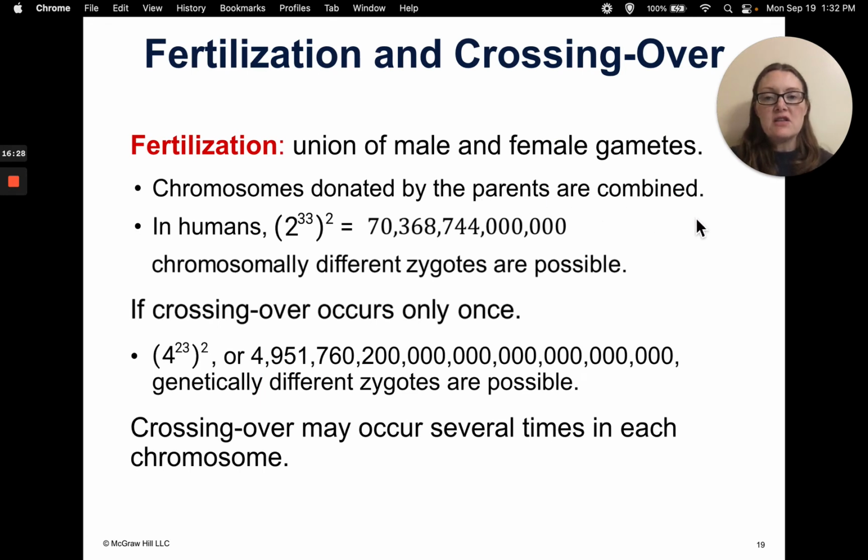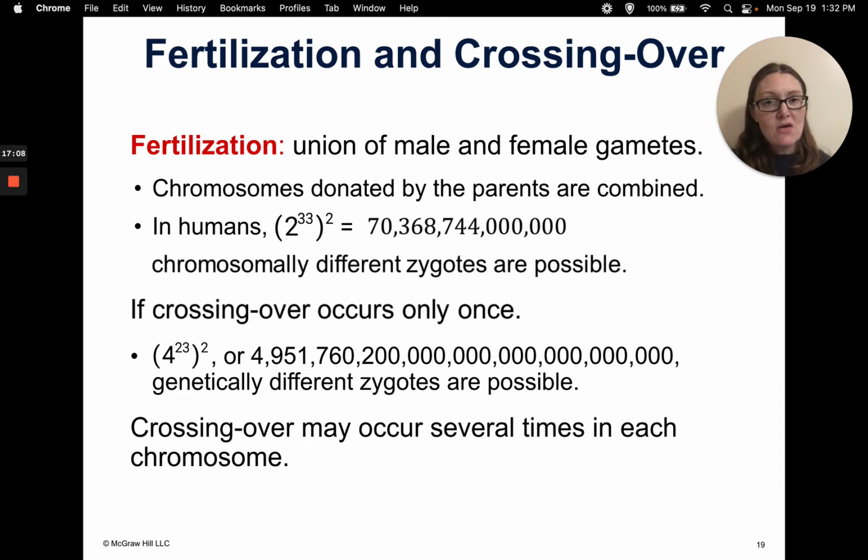So fertilization is the union of the male and the female gametes, and chromosomes donated by the parents are combined. In humans, this many chromosomally different zygotes are possible. So what is that? Million, billion, trillion? That's a lot. That's a lot of different combinations that are possible for genetic variation to take place. If crossing over occurs only once, then we can see there are this many genetically different possibilities. I'm not even going to try and figure out how many numbers that is. But that's if crossing over only takes place once.